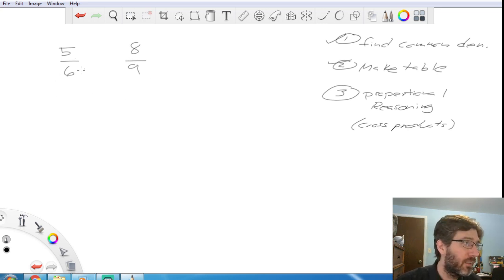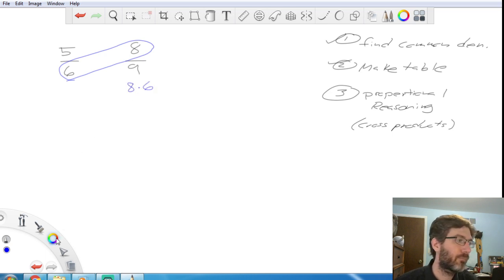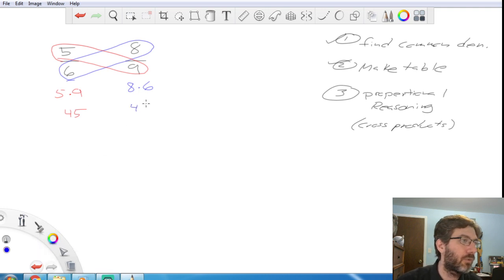But either way, you can do your cross products again. So I'll color code it again. We're going to do 6 times 8. Because we're using 8 as the numerator, it's going with this fraction here. And we're doing 5 times 9 because we're using 5 as the numerator. It's going here. And you know 5 times 9 gives you 45. And you know 8 times 6 gives you 48. And you know 48 is larger than 45. You know 8 times 6 is larger than 9 times 5. And therefore you know 8/9 is larger than that.